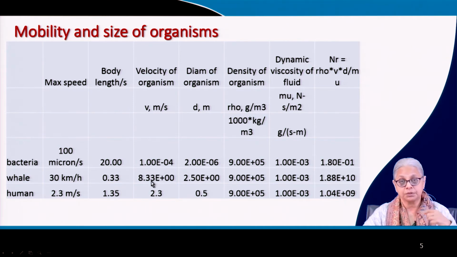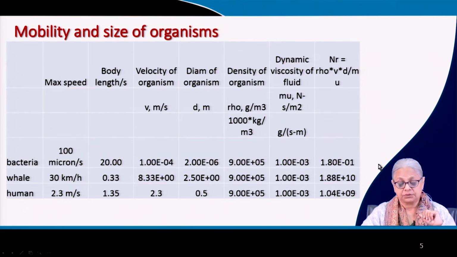Obviously they're very tiny organisms and they're not even visible to the eye, so it's not much in terms of meters per second. But on a relative scale, because you cannot compare a micron sized organism with a 2.5 meter diameter whale, you have to give it a sense of relativity, which the body length per second gives you. I've already mentioned the diameter. The density of all organisms, in this case, for simplistic reasons, has been assumed to be the same.